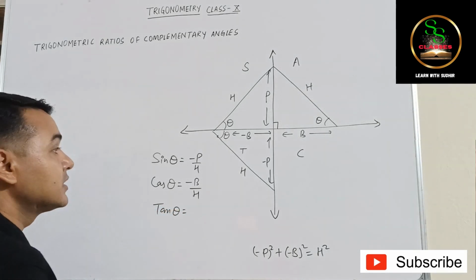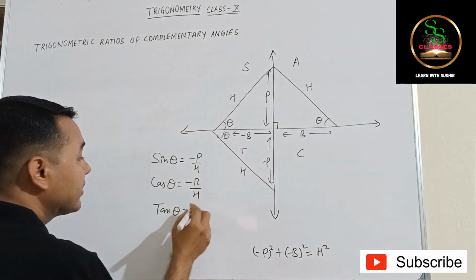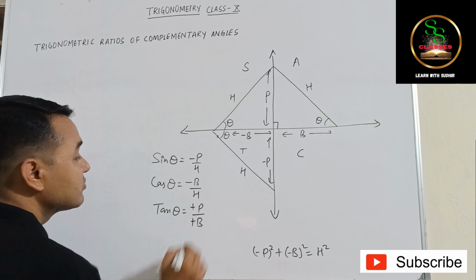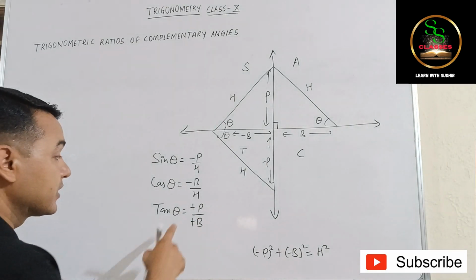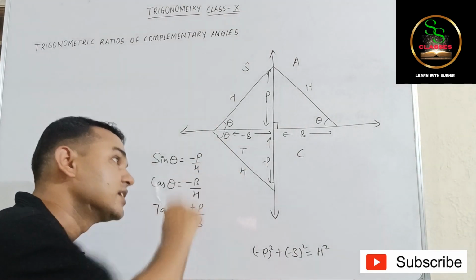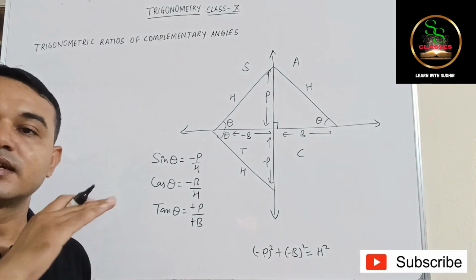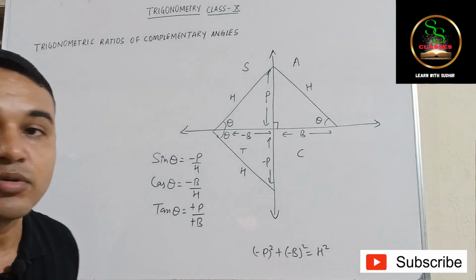Tan theta is what? Perpendicular by base. Perpendicular is negative and base is negative, the negative sign will be cut and it will become positive. That is why in the third quadrant tan theta and its reciprocal cot theta are positive, other trigonometric ratios are negative.